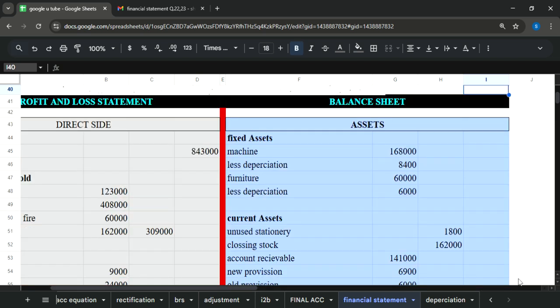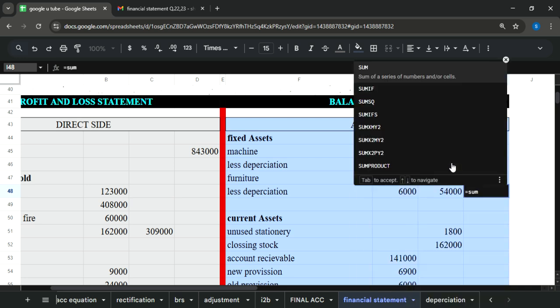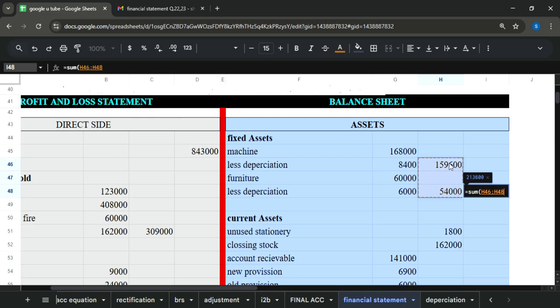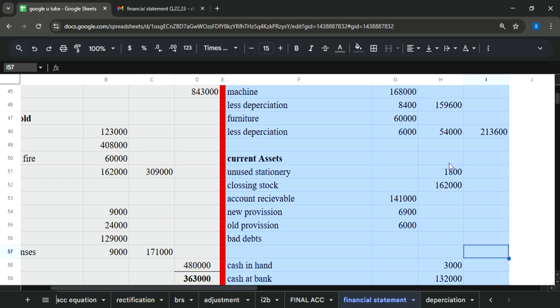Now we will be focusing upon our asset side. First we will see our fixed asset side, amount of machine less its depreciation, and then amount of furniture less its depreciation. So what we have is our fixed asset, right? We are now ready to calculate its sum. There are only two amounts. So fixed asset calculated. Now we will be looking forward to our current assets.